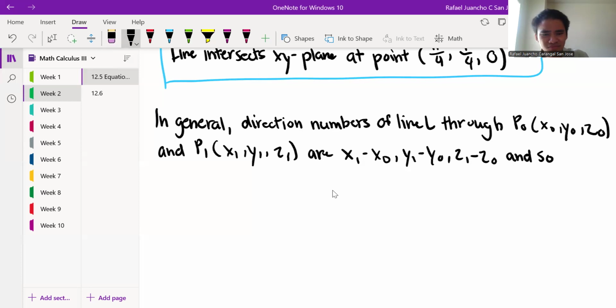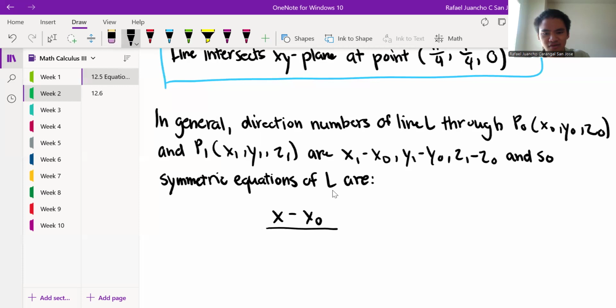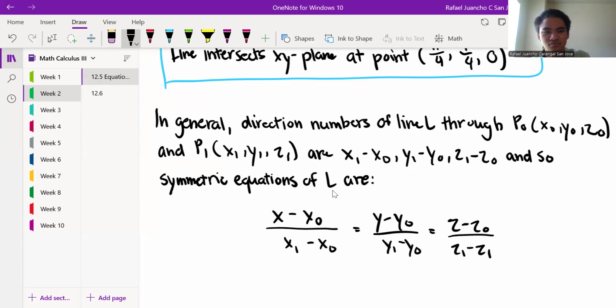And so we can actually generalize our symmetric equations. Symmetric equations of L are actually just these points: X minus X naught divided by, instead of A, we can just say X1 minus X naught. This is equal to these guys here, right? That's what we've noticed.